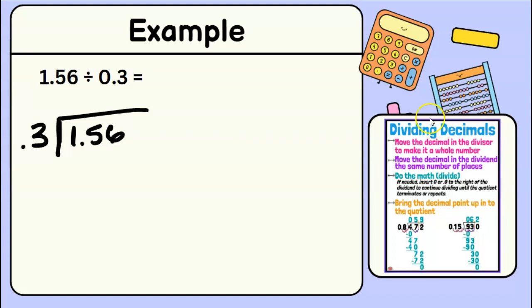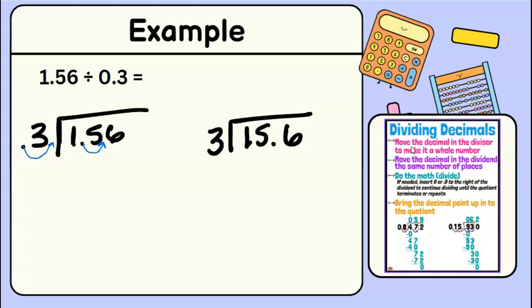Now, according to my steps here, the first thing I need to do is make my divisor a whole number. So that means that I need to pull my decimal point over all the way to the right. Because I pulled it once, I have to do the same thing to my dividend on the inside. So it creates the new problem. 3 is my divisor on the outside, and then 15.6 as my dividend on the inside.